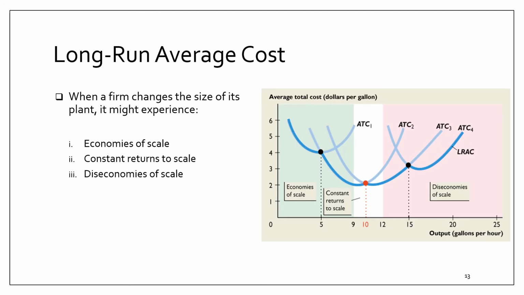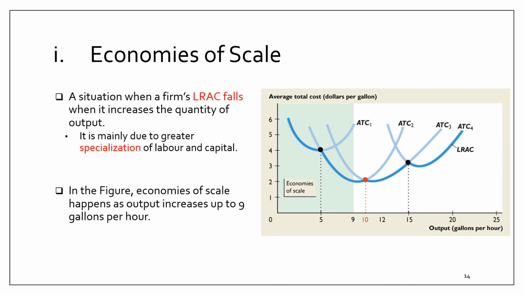When a firm changes the size of its plant in long run, it might experience economies of scale, or constant returns to scale, or diseconomies of scale. Economies of scale is a situation when a firm's long-run average cost reduces when it increases the quantity of output. Economies of scale is mainly due to greater specialization of labor and capital. This increases efficiency of workers. In the figure, economies of scale happens as output increases up to 9 gallons per hour.